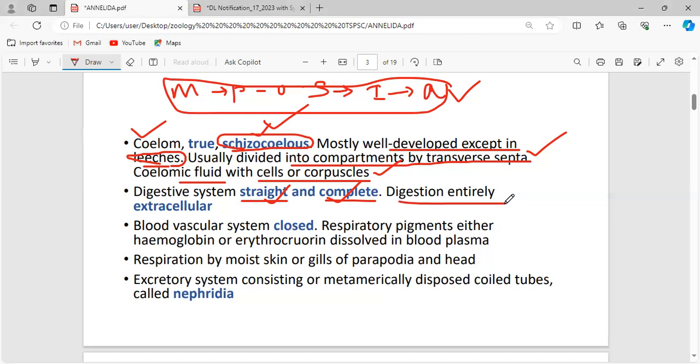And the digestion is entirely extracellular. It is not intracellular. The digestion does not occur within a cell. It occurs outside the cell, that is extracellular.